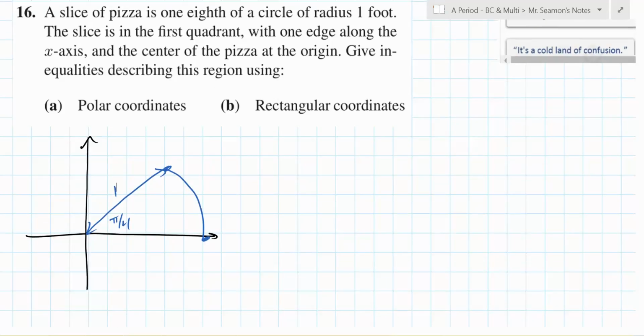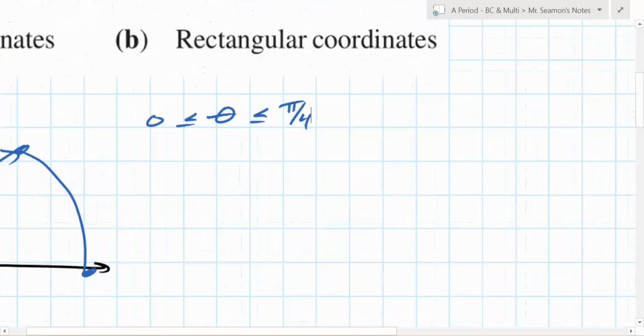So they want you to come up with an inequality. So in polar land, it's relatively straightforward. What is theta constrained by? What's the lowest theta value? 0. And what's the greatest theta value? Pi over 4, because it's one slice of pizza, not the whole pizza.